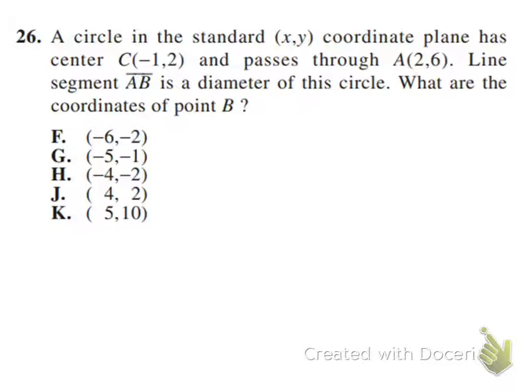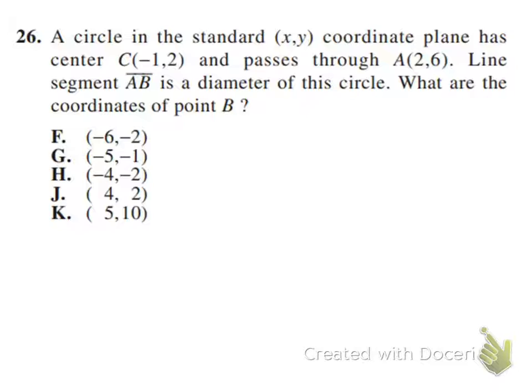All right, so 26 gives us a circle in standard coordinate plane, has a center at -1, 2. The circle passes through 2, 6. That's a point on the circle, right? Everybody understand what that means. Line segment AB is a diameter. What do you know about diameters of a circle? Double the radius. It's twice the radius. The diameter passes through the center.